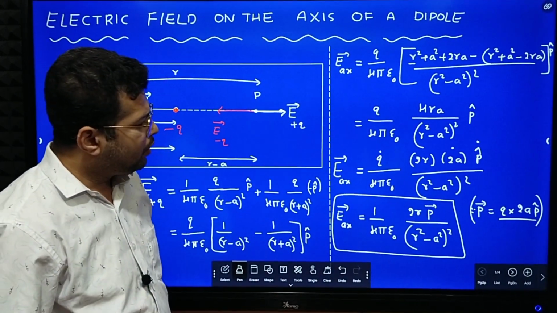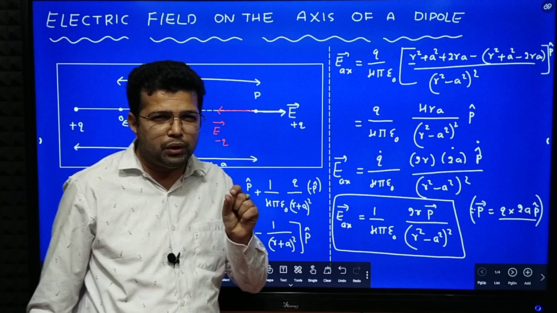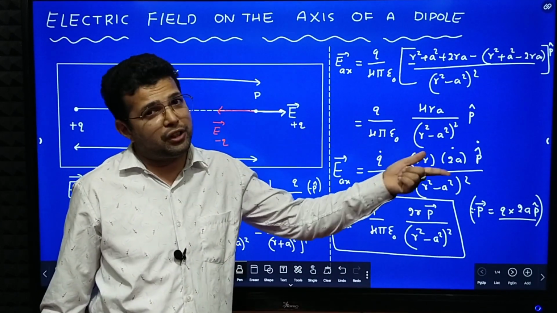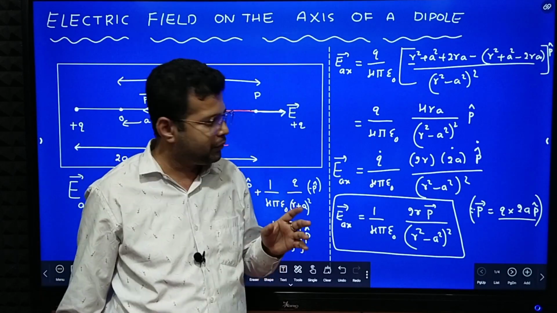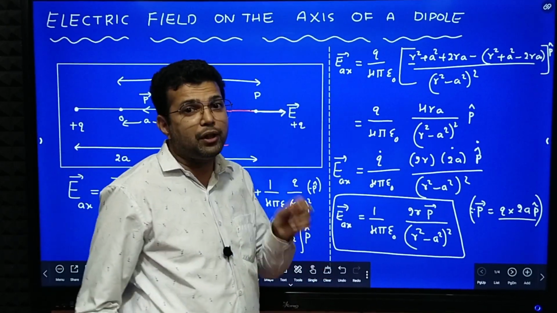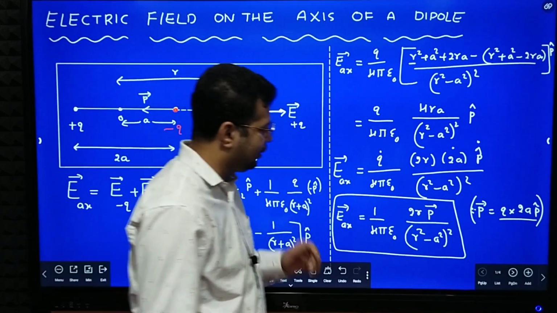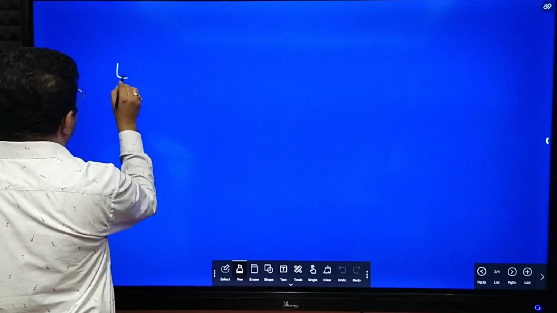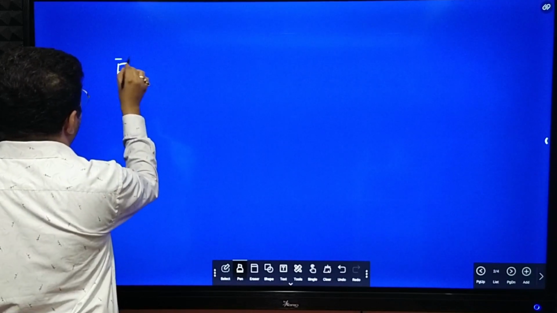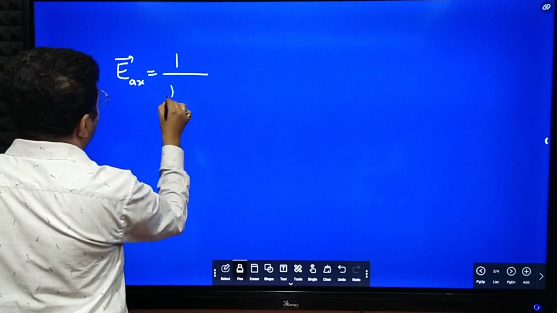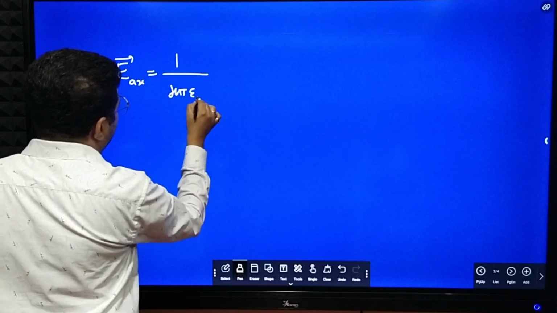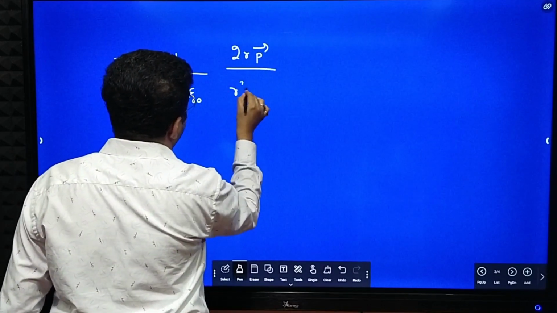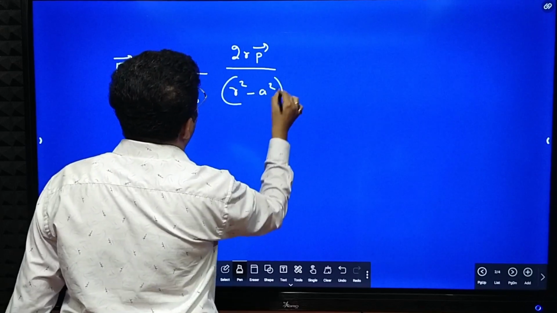Now, there is an approximation. Usually, electric dipole is very small. The point we consider is at a large distance compared to length of the dipole. Okay, or we can put it like this: for a short dipole, or in general, what happens? I'll write here. What we got? Axial electric field E axial is equal to 1 by 4 pi epsilon naught into 2rp divided by (r square minus a square) whole square.